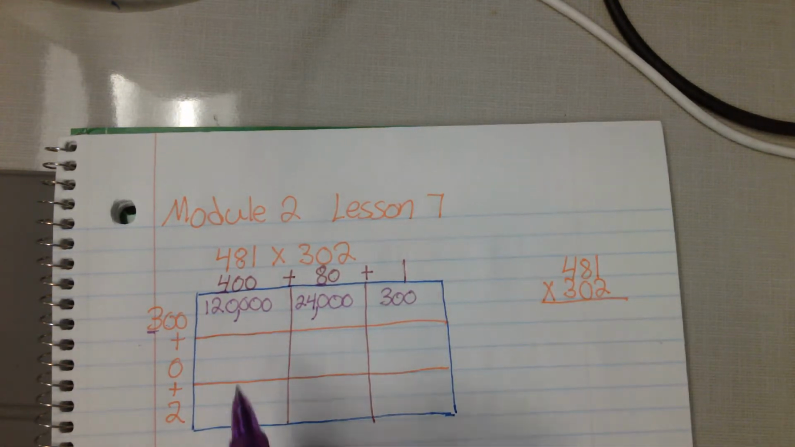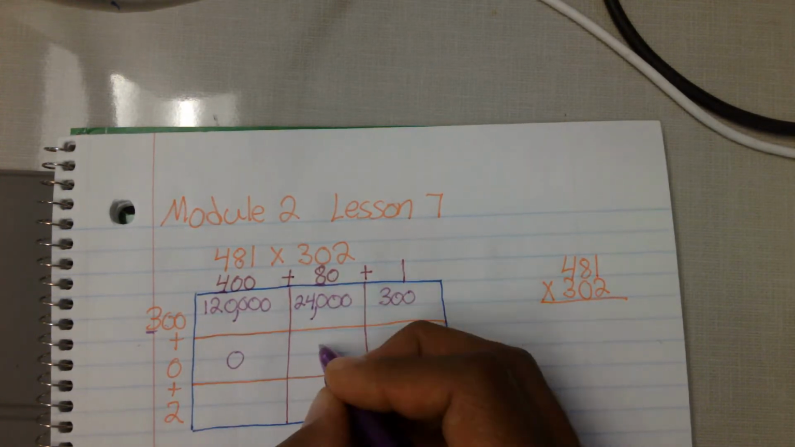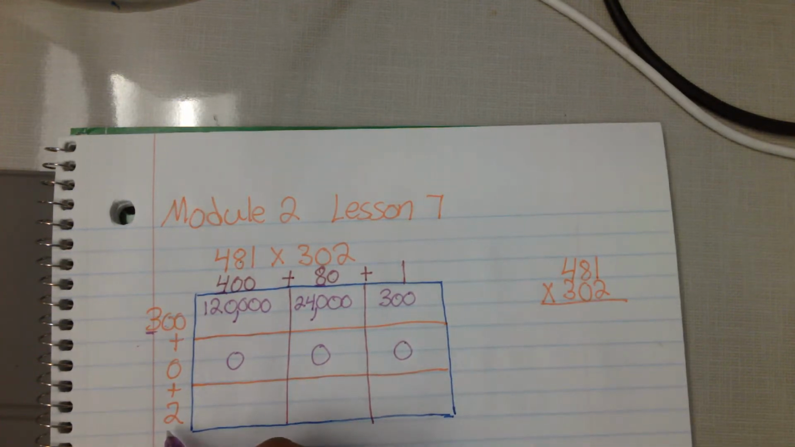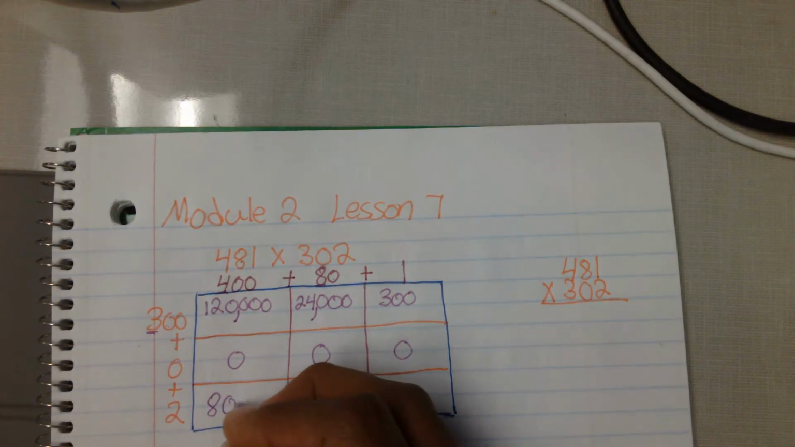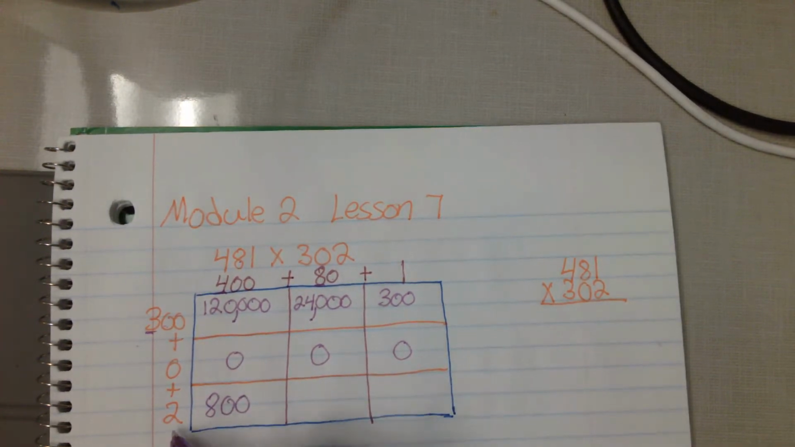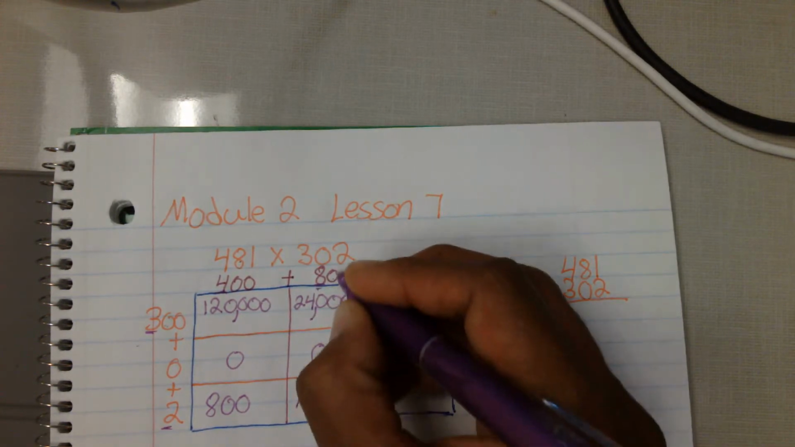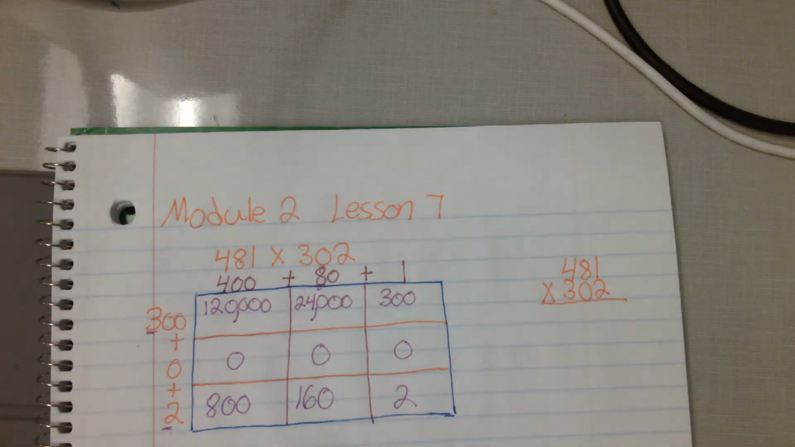Then I'm going to think, well, 0 times 400 is 0. 0 times 80 is 0. And 0 times 1 is 0. Now I think 2 times 400. Well, 2 times 4 is 8. Add my 2 zeros on behind there, so 800. 2 times 8 is 16. And I need to add 1 zero. And 2 times 1 is just 2.